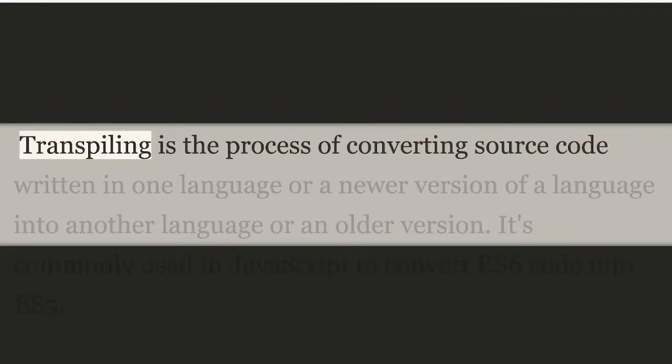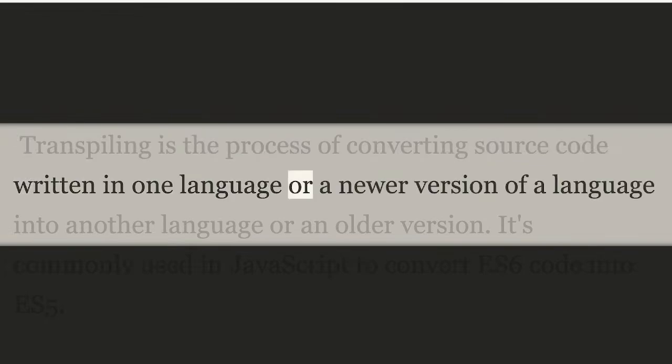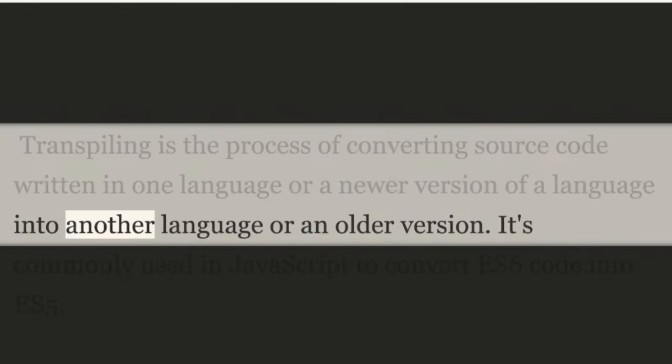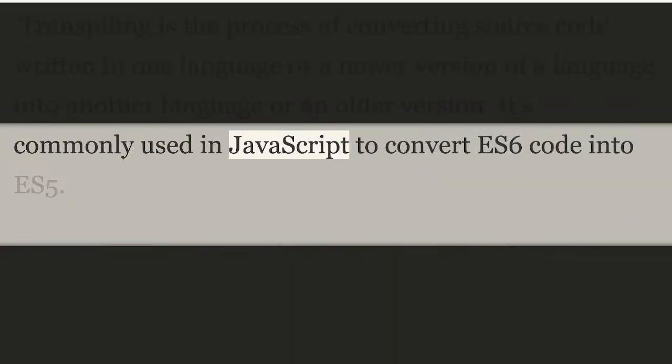What is transpiling? Transpiling is the process of converting source code written in one language or a newer version of a language into another language or an older version. It's commonly used in JavaScript to convert ES6 code into ES5.